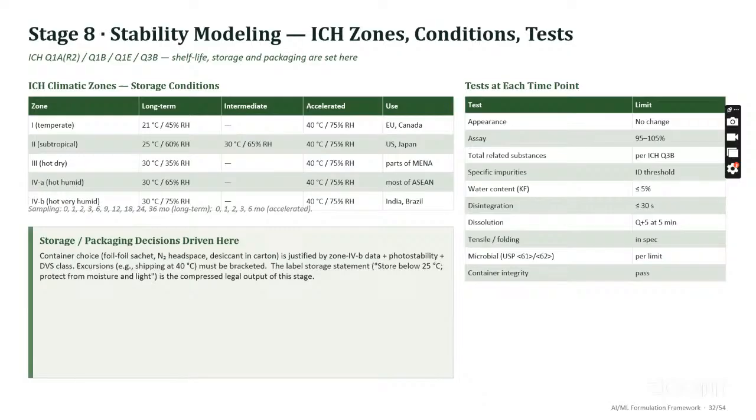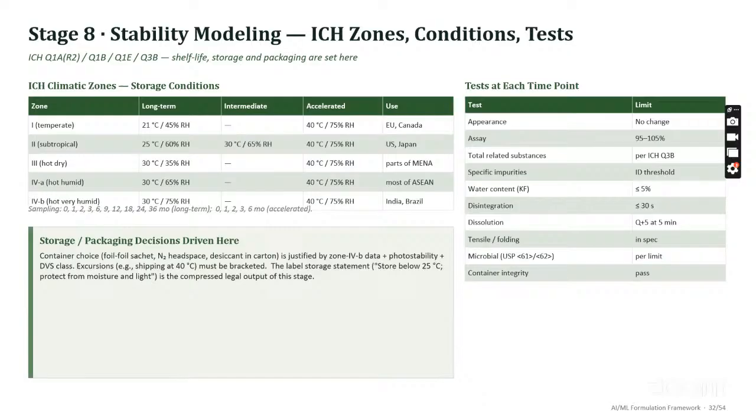Japan and US. Zone 3 is hot, dry area: 30 degrees Celsius and 35% RH. Accelerated 40 degrees and 75%. Parts of MENA. Zone 4, hot humid, is 30 degrees and 65% RH, and accelerated 40 degrees, 75% RH. So most of the Asian countries. Zone 4B, hot, very humid, 30 degrees and 75% RH. Accelerated is 40 degrees and 75%.